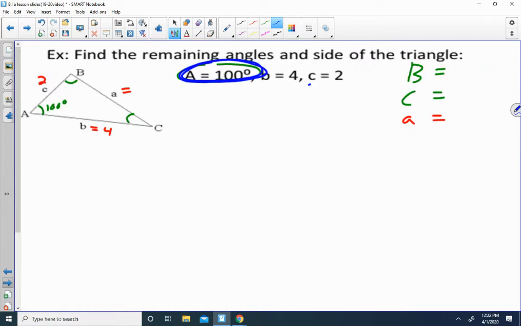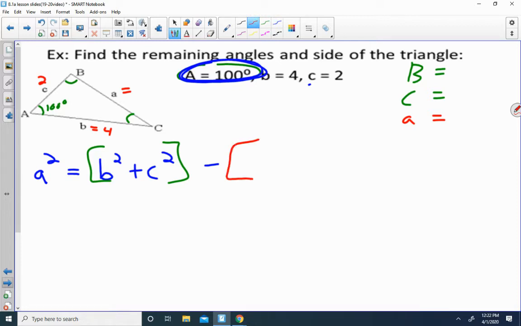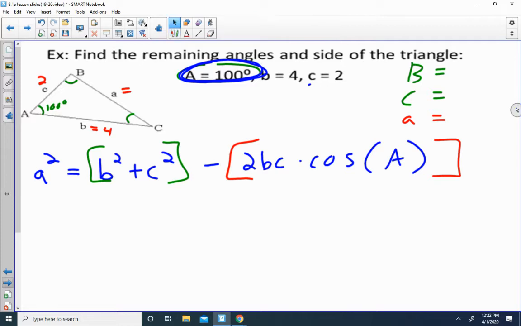I'm going to go ahead and copy that first variant down just so you can see it for this example. Okay, so then 2BC times cosine of big A. Just going to double check. A squared equals B squared plus C squared minus 2BC cosine A. Okay, that's the one we're going to use.